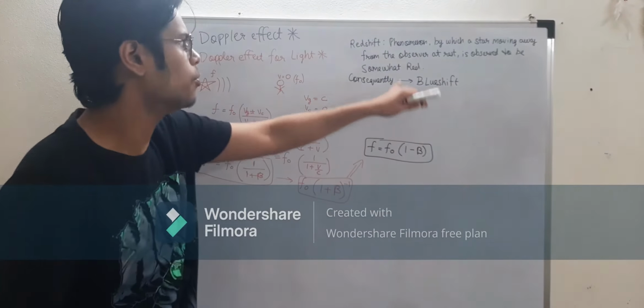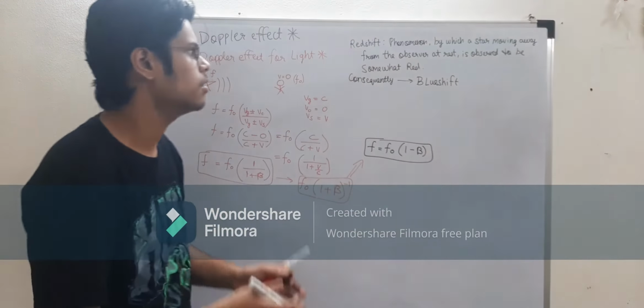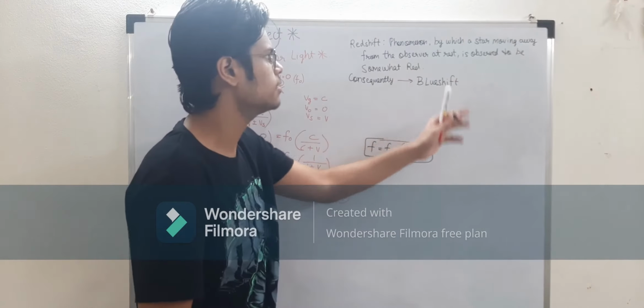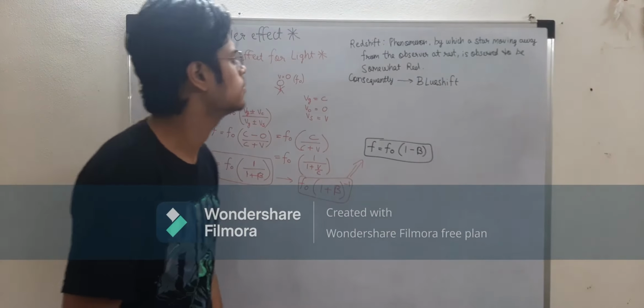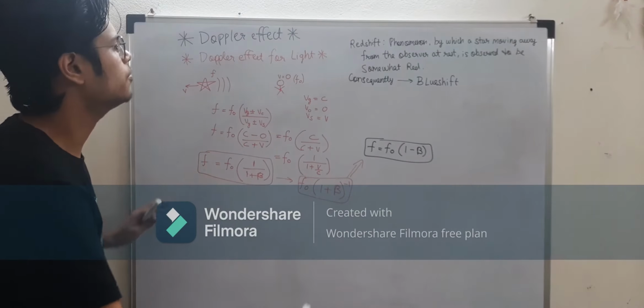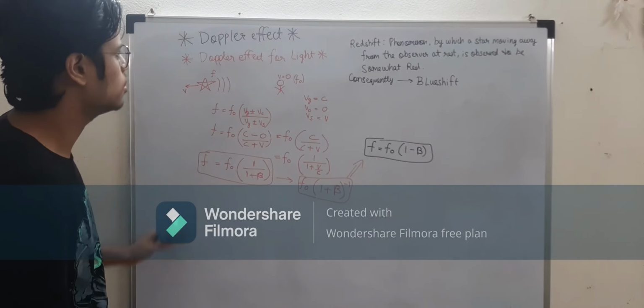Right? So blue shift is the opposite of this phenomenon, by which a star moving towards the observer at rest is observed to be somewhat blue because of the decrease in wavelength. So this is basically red shift, blue shift, and this entire thing is the Doppler effect for light.